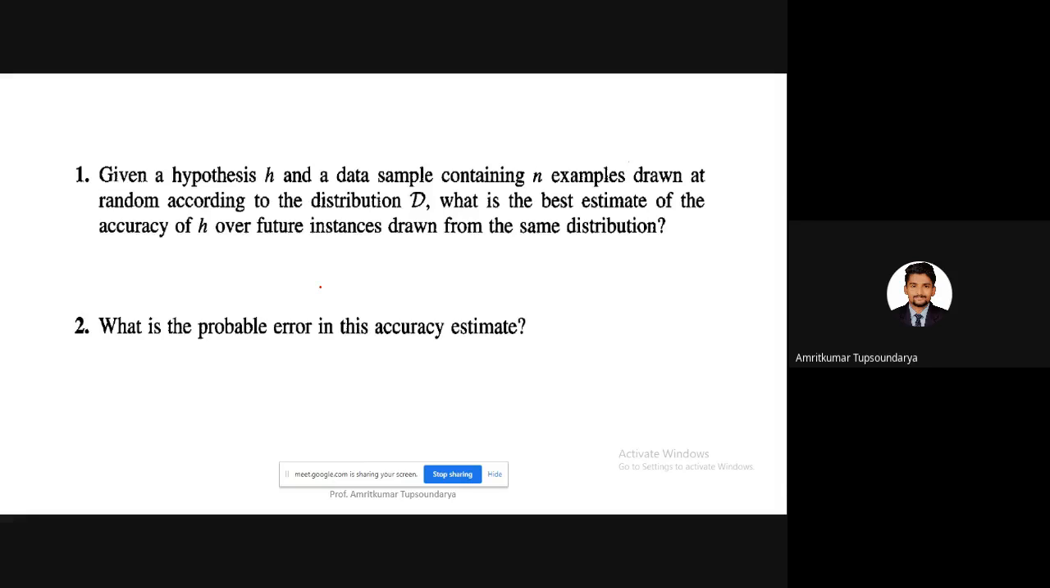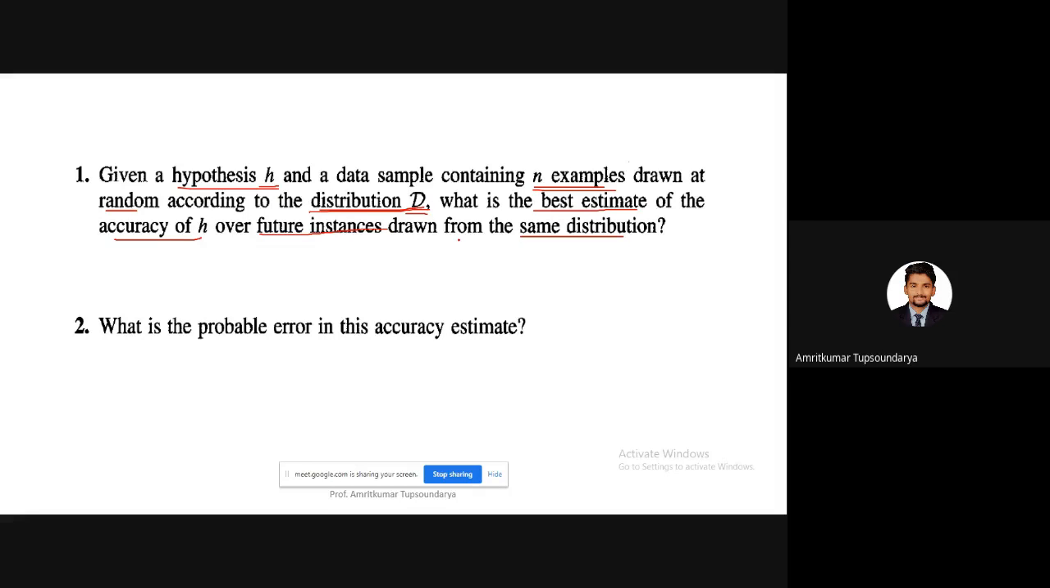The first one: when we have a given hypothesis H and a data sample containing n examples drawn at random according to the distribution D. Please note the notations here, these notations are very important. Let me repeat that. Given a hypothesis H and a data sample containing n examples drawn at random according to the distribution D, what is the best estimate of the accuracy of hypothesis H over future instances drawn from the same distribution?